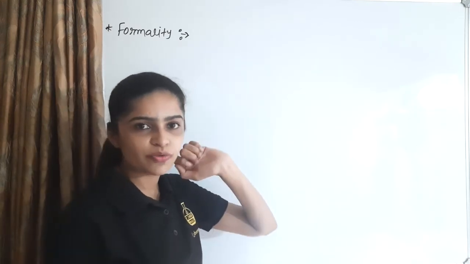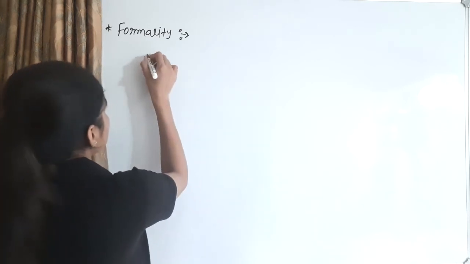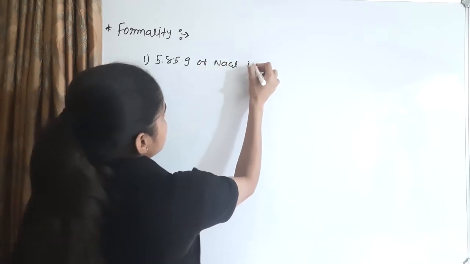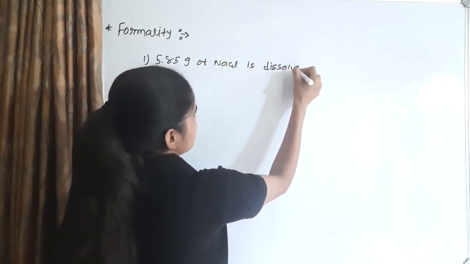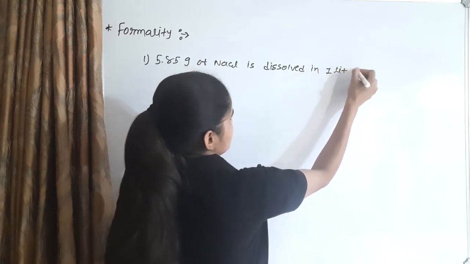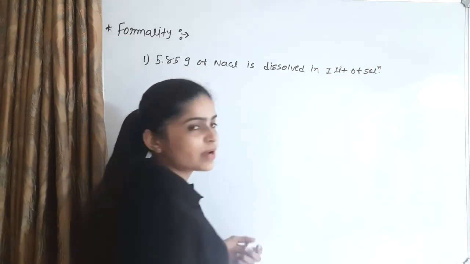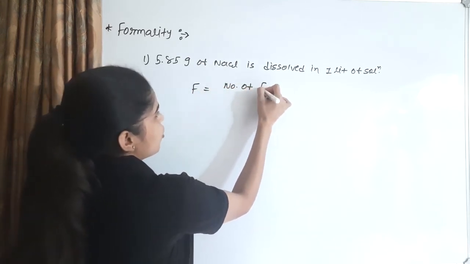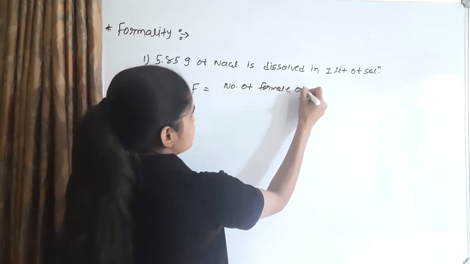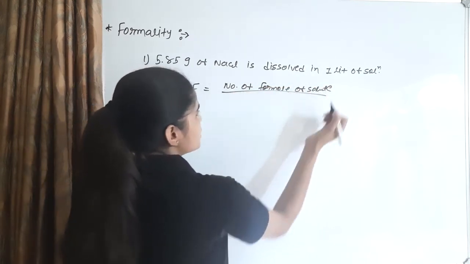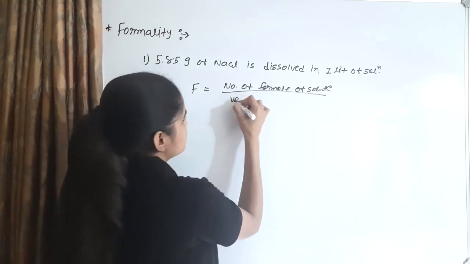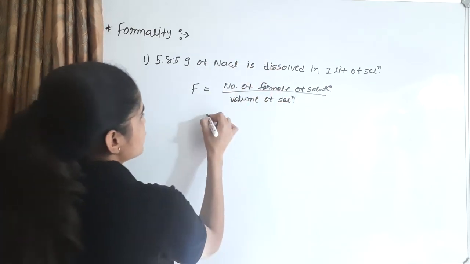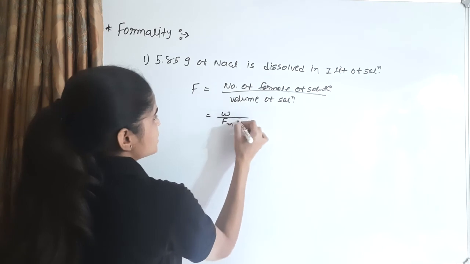Now an example based on formality. The first example: 5.85 gram of NaCl is dissolved in 1 liter of solution. Find the formality. We know that formality is equal to the number of formula weights of solute dissolved in the volume of solution in liters. And the formula weights equal the weight divided by the formula mass, multiplied by volume.